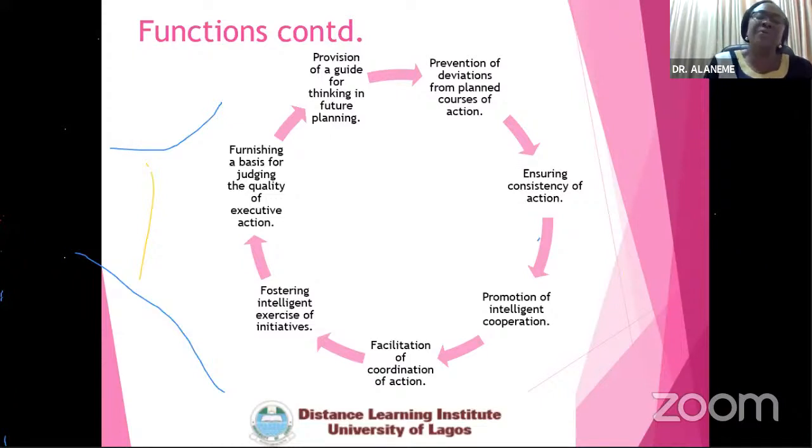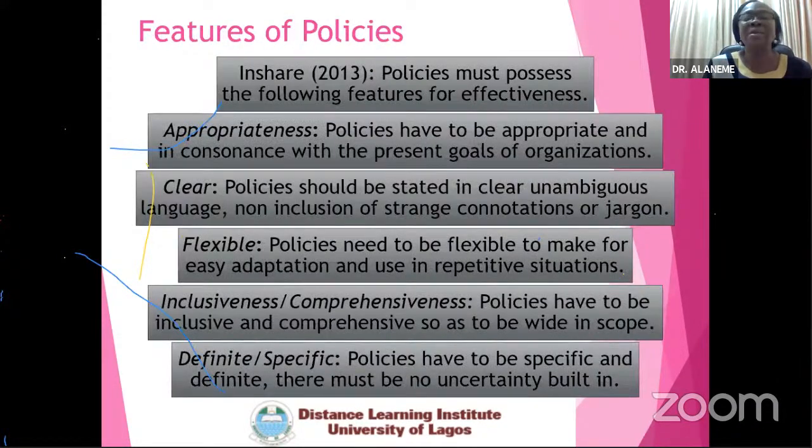And then business policy furnishes us with a basis for judging the quality of executive action. It won't be a case of saying one thing and doing another. Because there is a policy, you can go back to it and say, this is what transpired and this is what we have in our business policy. So why the deviation? Why this? Why that? You can actually judge the quality of executive action. Executives sometimes can be overbearing and overwhelming, and they get up and take one decision, and everybody will be like, what happened? Why did we not follow our policy? Did the policy not state that it is this, it is that? And so those are some of the functions of business policy.